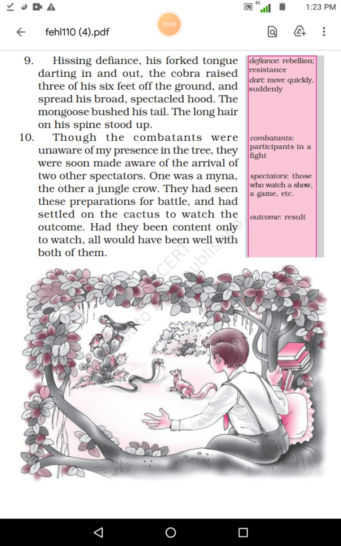Yes. What are all the words that you need for remembering? Hissing, defiance, forked tongue. What tongue? Forked tongue. Dart. What is it? Dart. It's called dart. Okay.